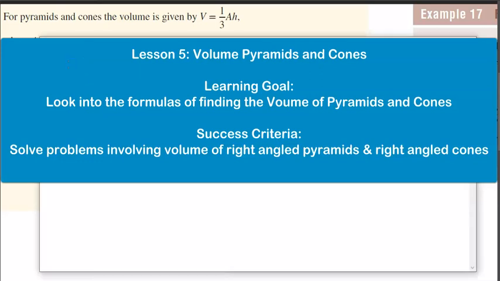This is lesson 5 of volume of pyramids and cones, which can be found in the total surface area and volume topic. The learning goal for this one is to look into the formulas for finding the volume of pyramids and cones, and the success criteria is to solve problems involving volume of right-angled pyramids and right-angled cones.